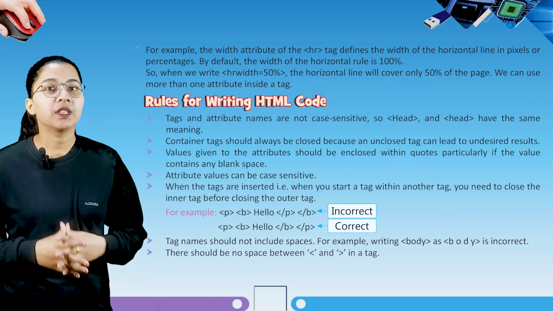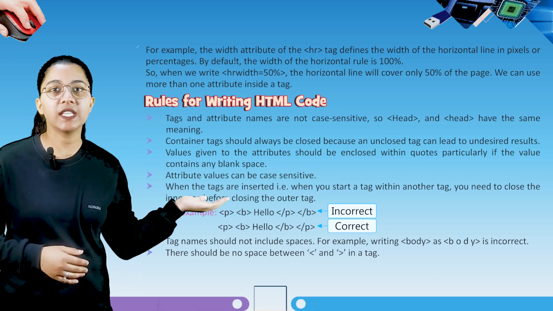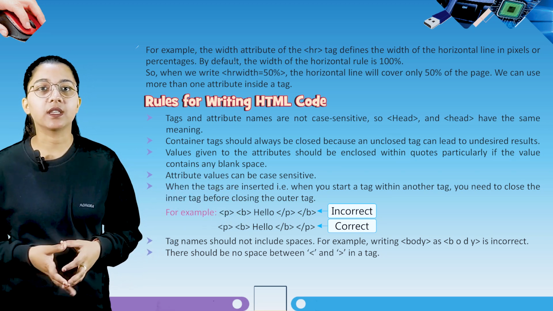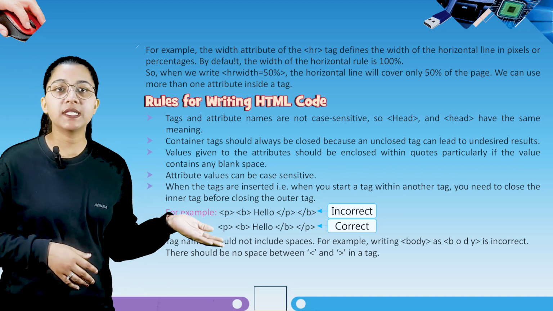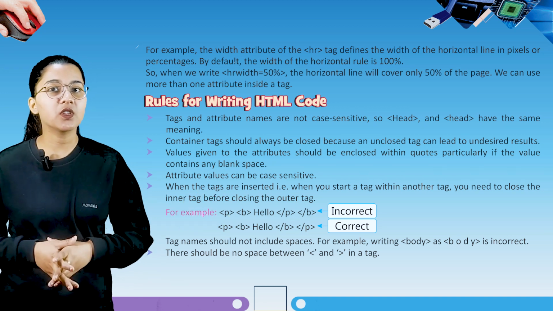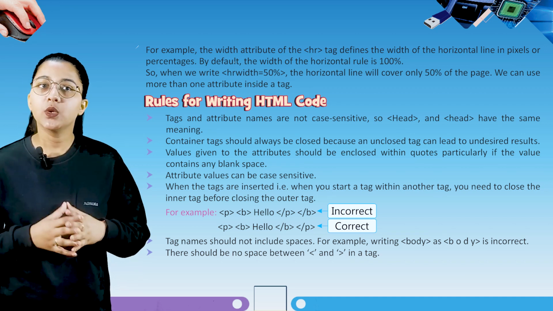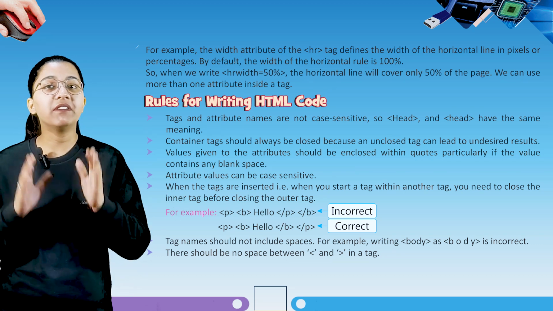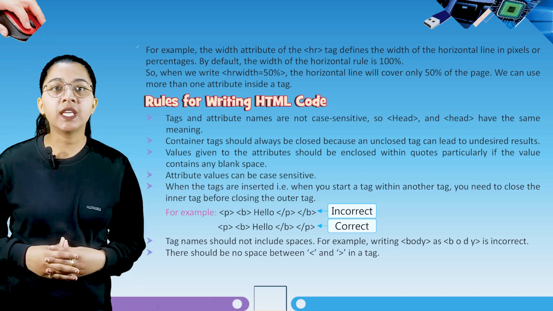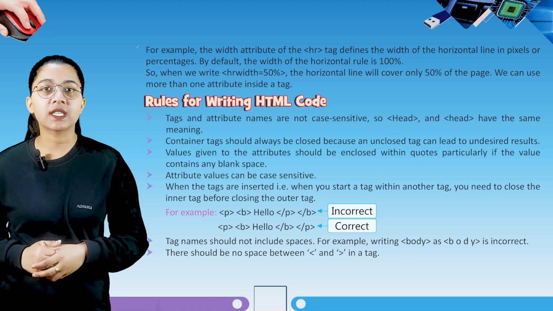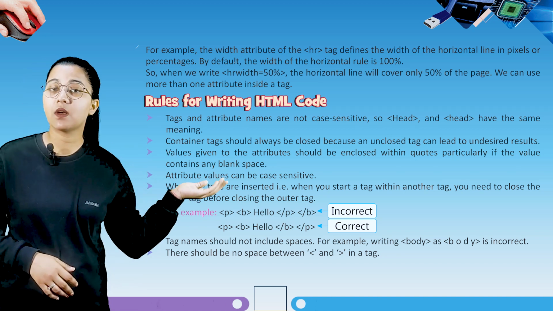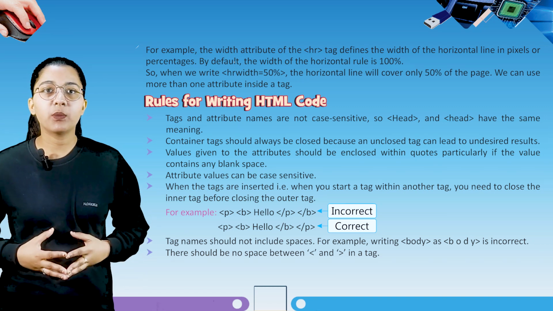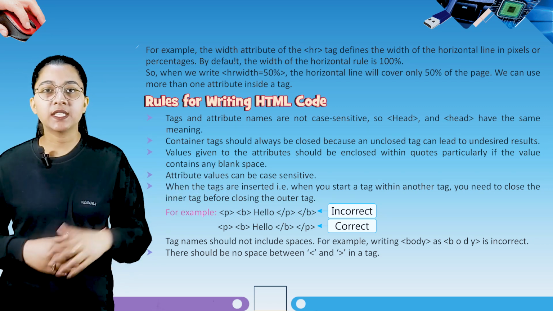For example, the width attribute of the hr tag defines the width of the horizontal line in pixels or percentage. By default, the width of the horizontal rule is 100%. So when we write this, the horizontal line will cover only 50% of the page. We can use more than one attribute inside a tag. So students, this is all about attributes, tags and elements. Now our next topic is rules for writing HTML code.